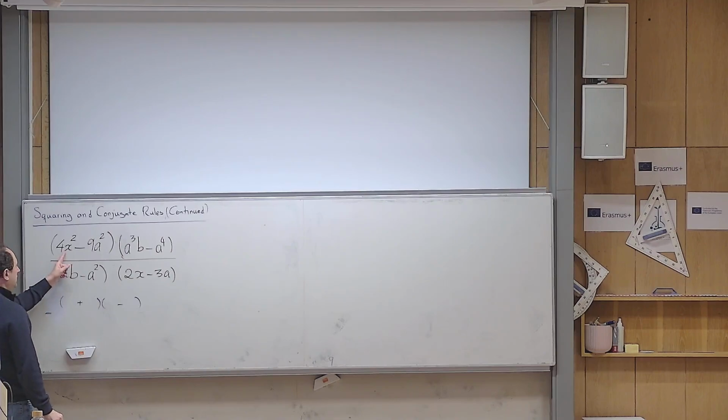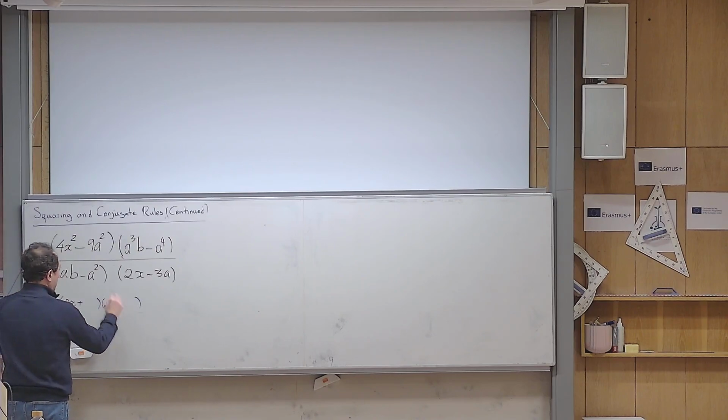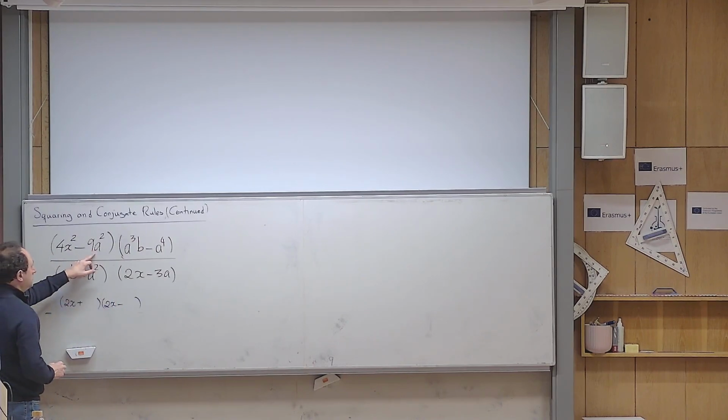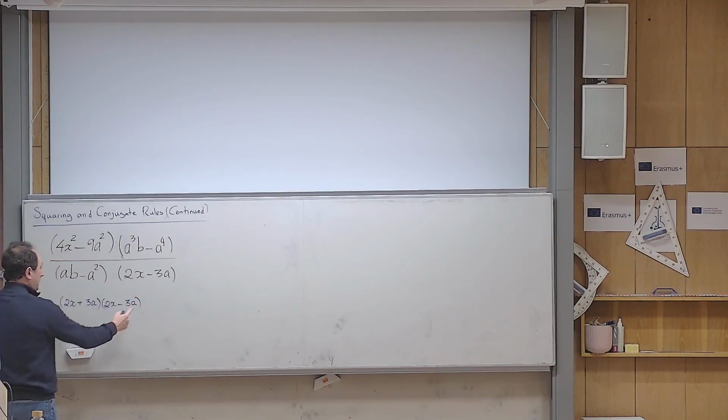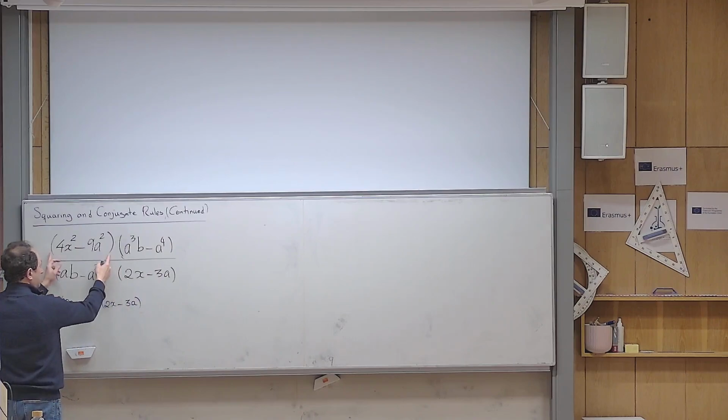And then you ask yourself, what is that expression whose second power is 4x squared? It's simply 2x. So you put a 2x here and a 2x there, and then you ask the same question here. What is that expression whose second power is 9a squared? That is 3a. So it's 3a here, 3a there. So this blue one is the factorization of that one.